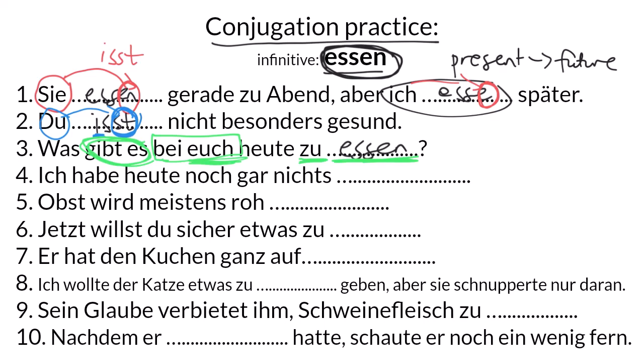Number 4, ich habe heute noch gar nichts gegessen. So did you figure out that this one was the past tense? I've actually left habe in there as a clue for you. And if there's a habe, then we're going to expect that it's an auxiliary verb, a helping verb for a past participle, and that's what it is. Have eaten. I have eaten nothing today, or I've eaten nothing at all today so far, or yet. Notice that the past participle is always going to go at the end of the sentence or the clause as the second verb or the second part of the verb.